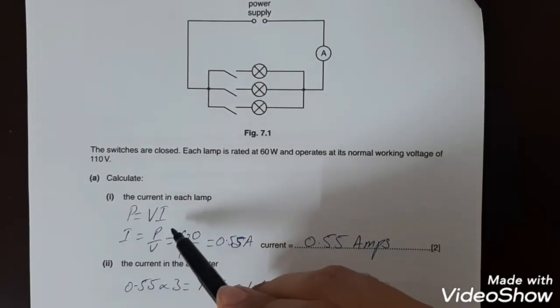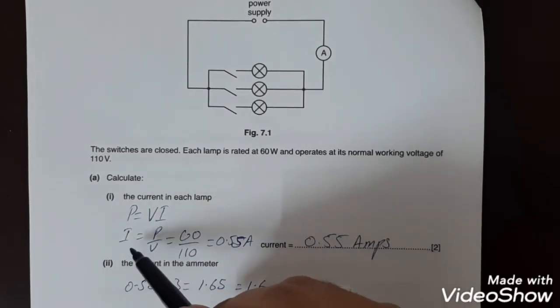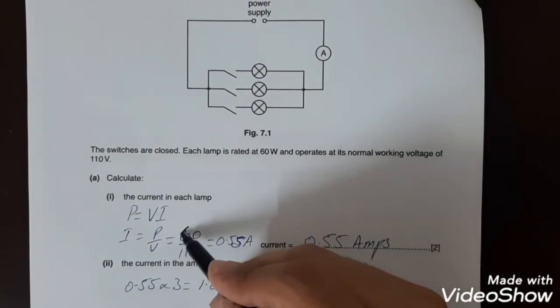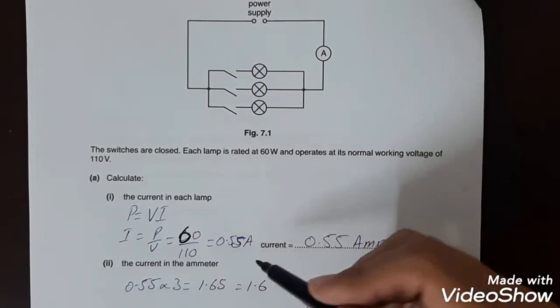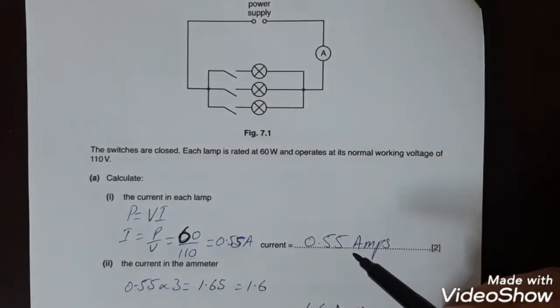So P is equal to voltage multiplied by current, and we have to calculate the current. So it will be I is equal to P divided by V, which is 60 divided by 110, which will be 0.55 amps. So the current is 0.55 amps.